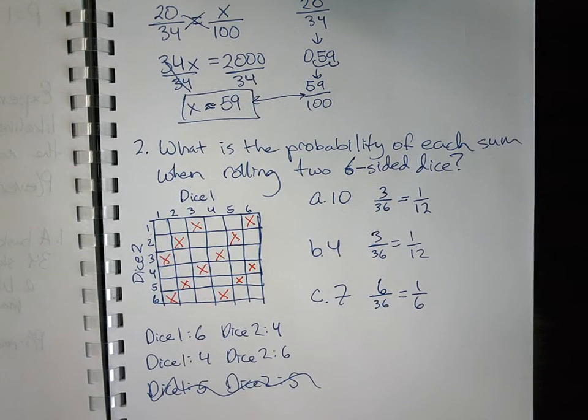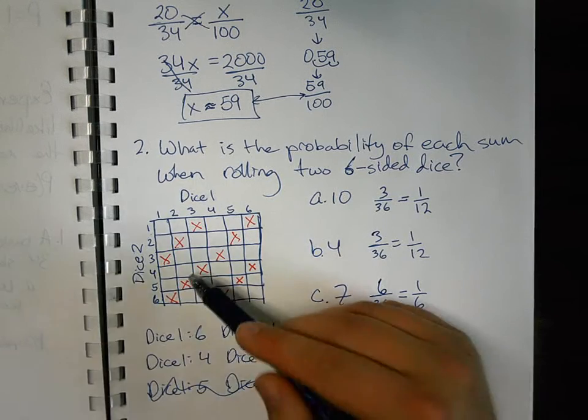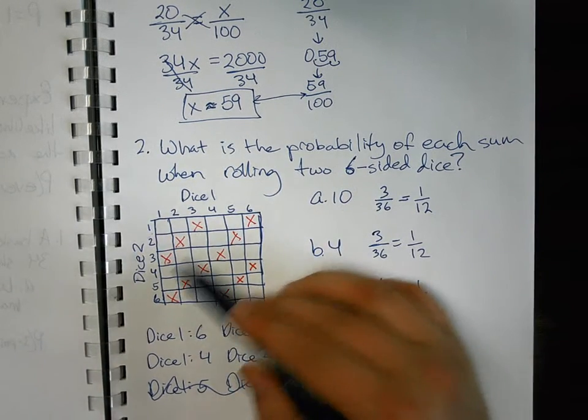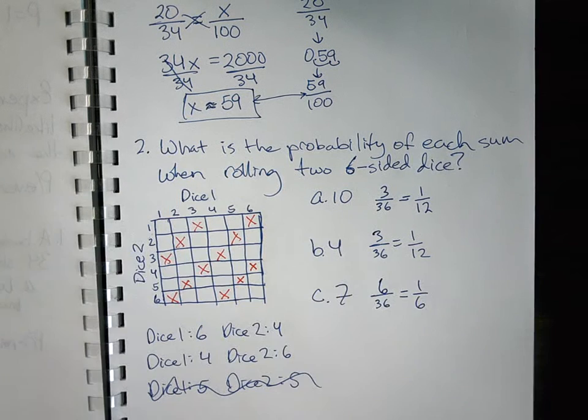So all of the sums, when you roll 2 six-sided dice, are actually, if you chart them like this, functioning just in diagonals across, which is kind of a fun pattern that happens. So, fun fact about dice.